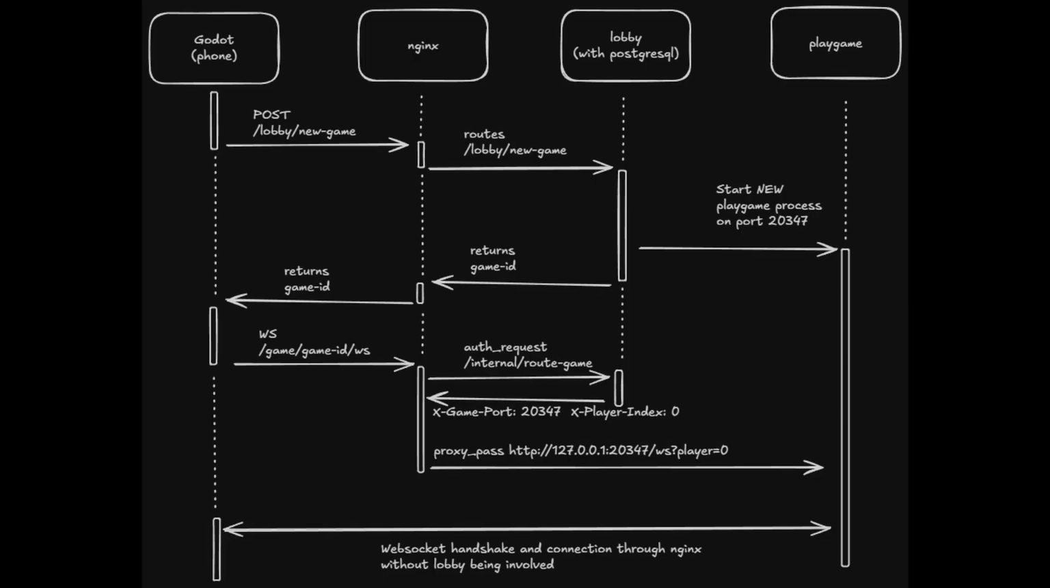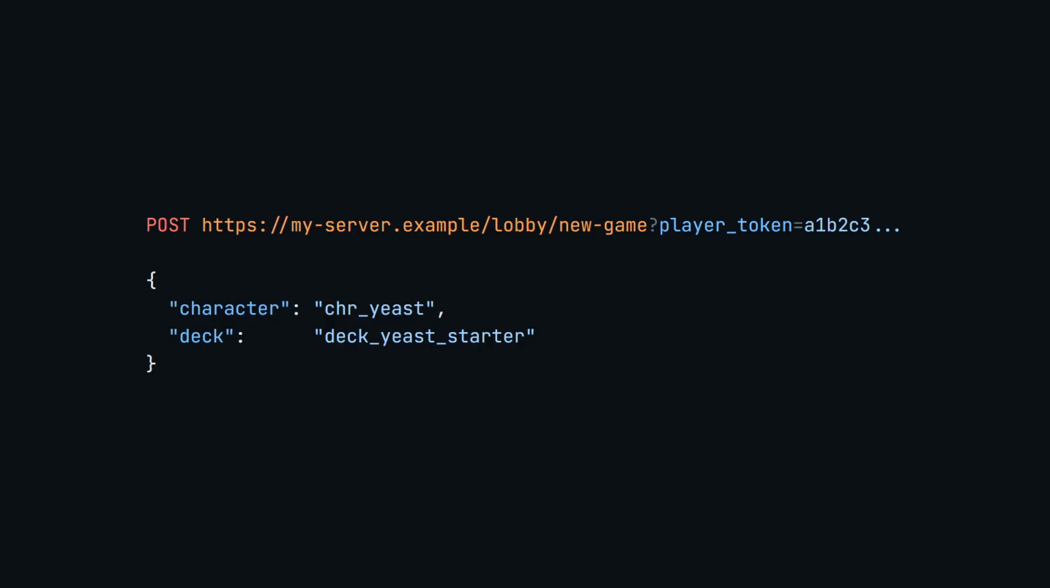I'm on my phone, I tap new game. The Godot client makes one HTTP request. The request has some information. What character am I playing? Which deck am I using? Also, is this a single player game, 2 human game, or 3 human game?